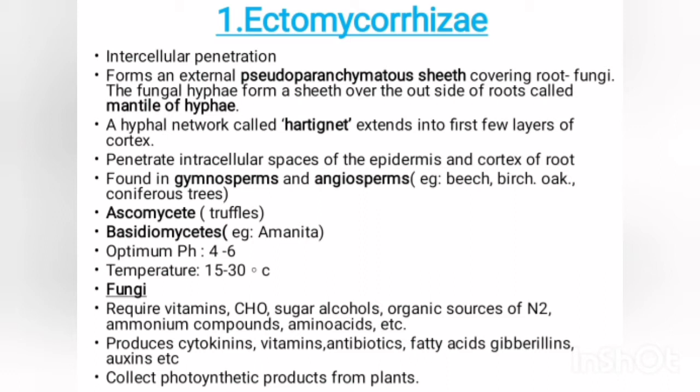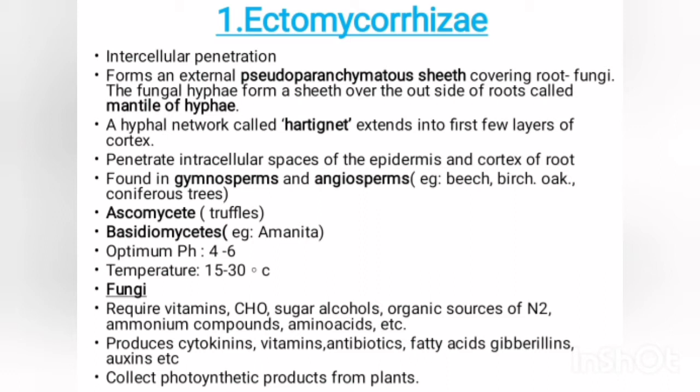Ectomycorrhizal fungi have an optimum growth temperature of about 15 to 30 degrees Celsius and are acidophilic, that is pH 4 to 6. The fungi require simple carbohydrates like disaccharides and sugar alcohols. They also require vitamins like biotin and thiamine. Complex organic sources of nitrogen, ammonium compounds, and amino acids are also required for fungal growth.